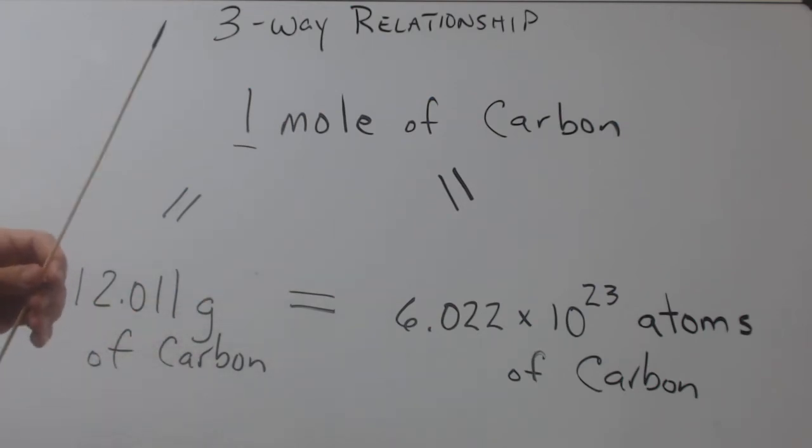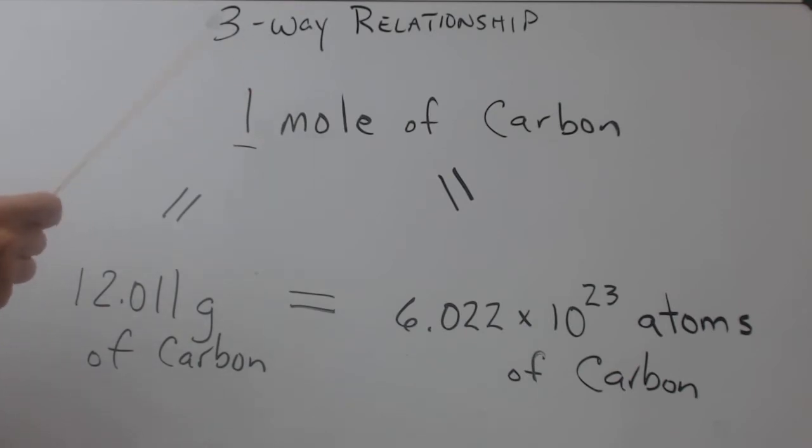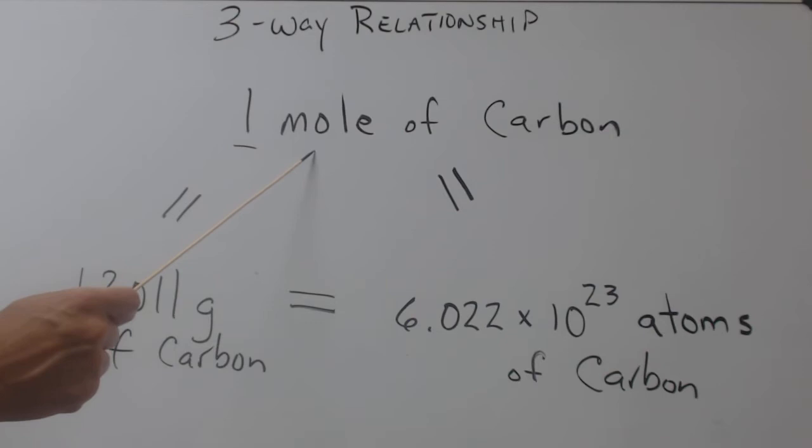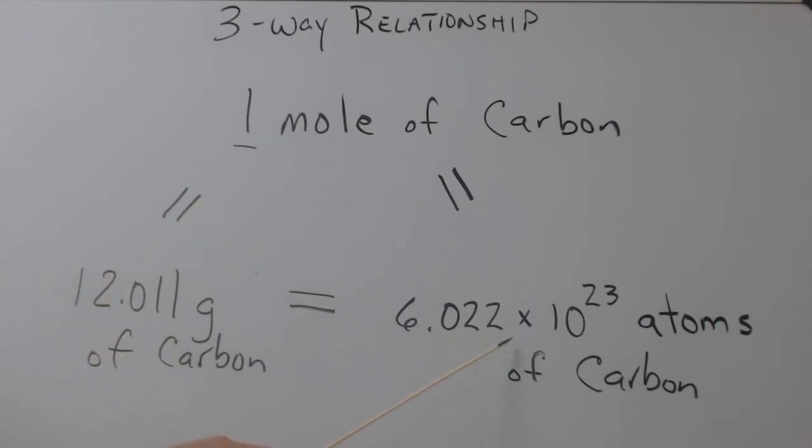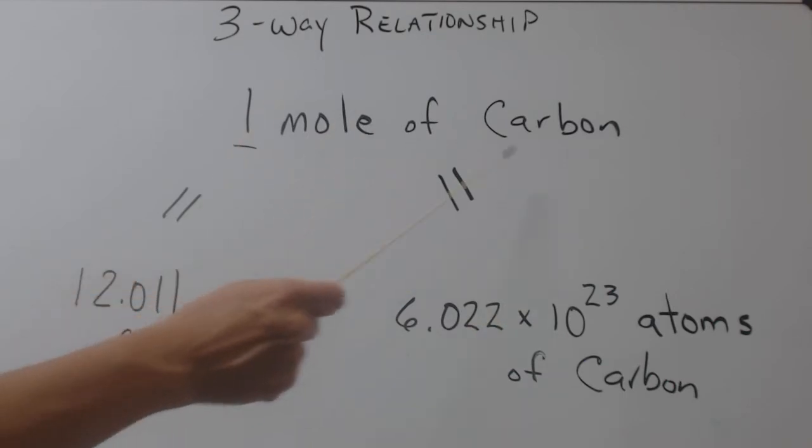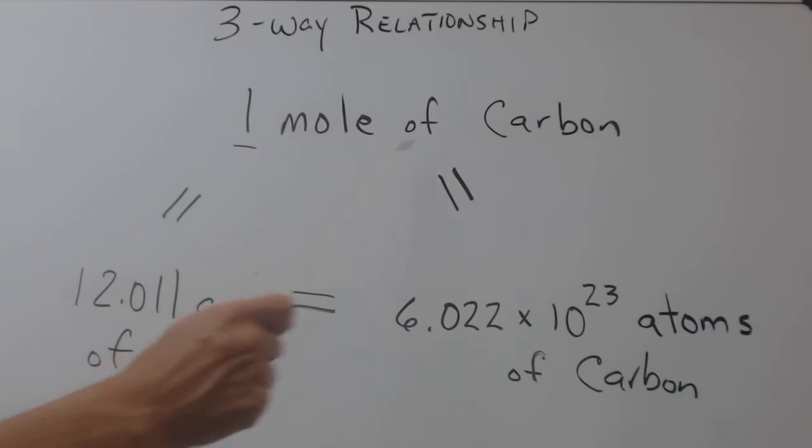So today we're going to talk about stoichiometric conversions, but before we even get to that, it's really important to understand the three-way relationship between the moles of a substance, its atomic mass, and Avogadro's number. So in this particular case, we're considering carbon. So we're going to put 1 mole of carbon up here.